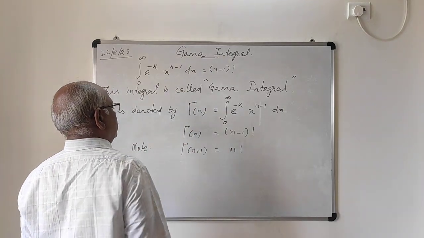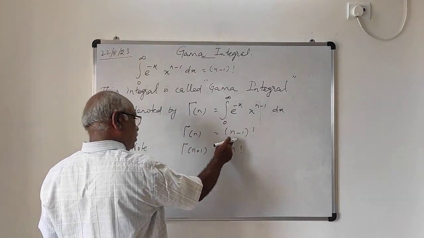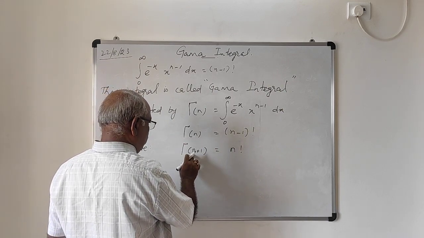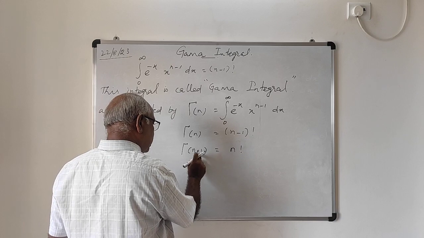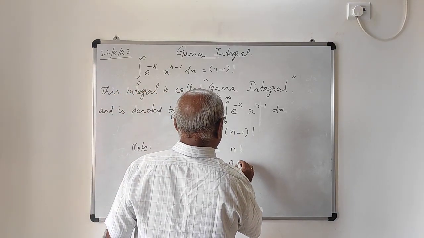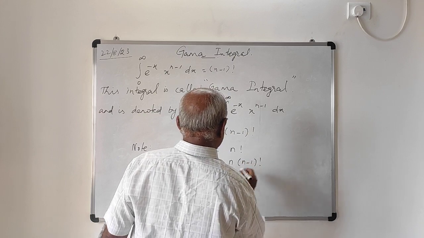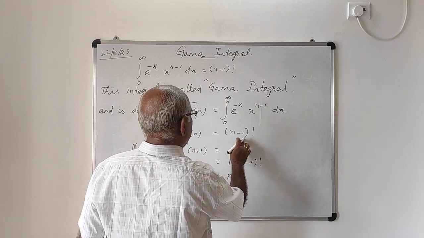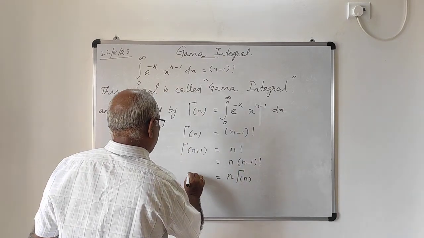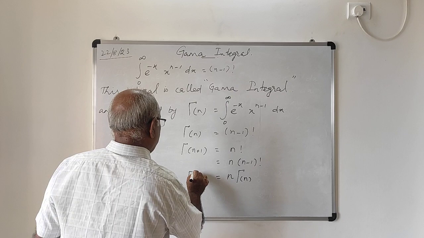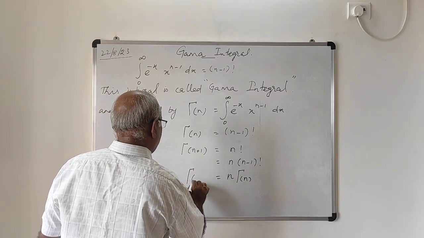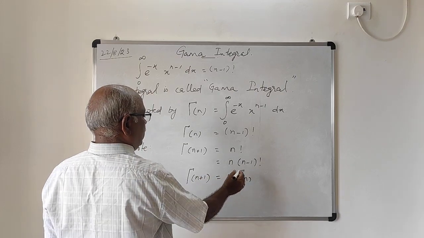Gamma n plus 1 is n factorial, because gamma n is n minus 1 factorial. Gamma n plus 1 is n factorial, since subtracting 1 from n plus 1 gives n. You know that n factorial is n into n minus 1 factorial, and n minus 1 factorial is gamma n. So you have one result: gamma n plus 1 equal to n into gamma n.